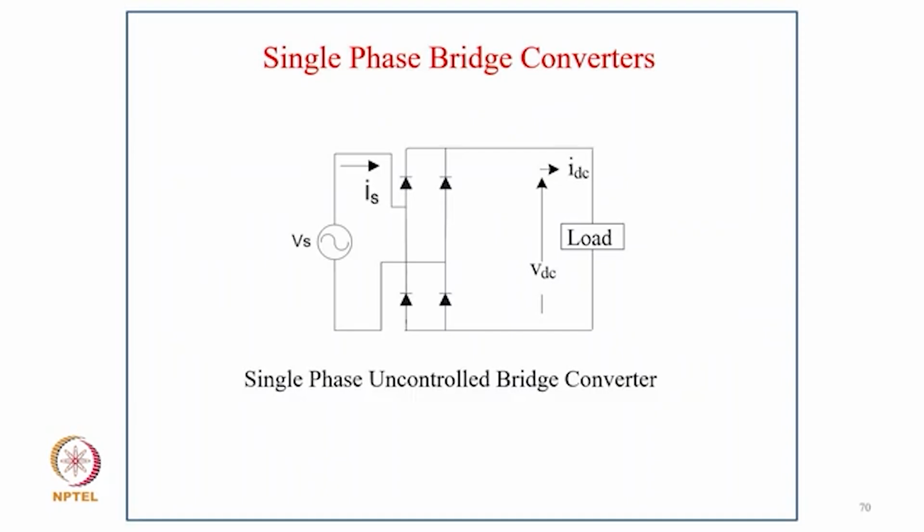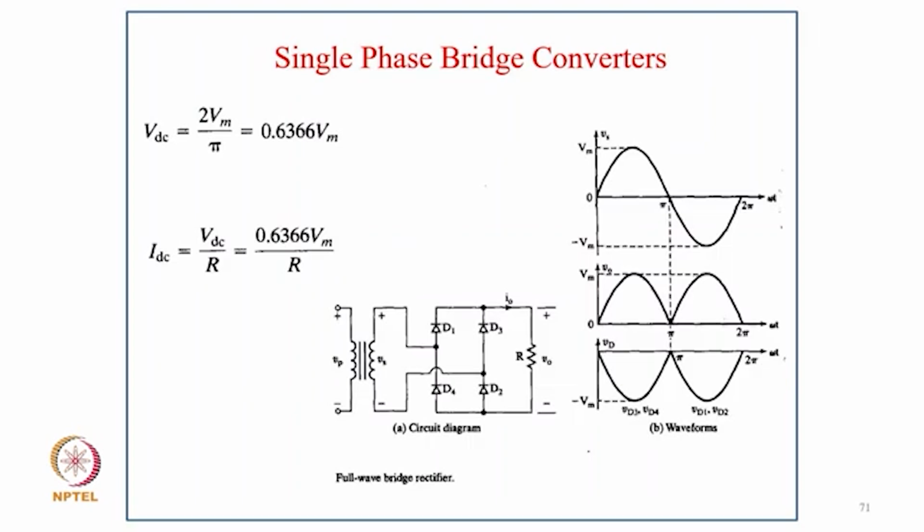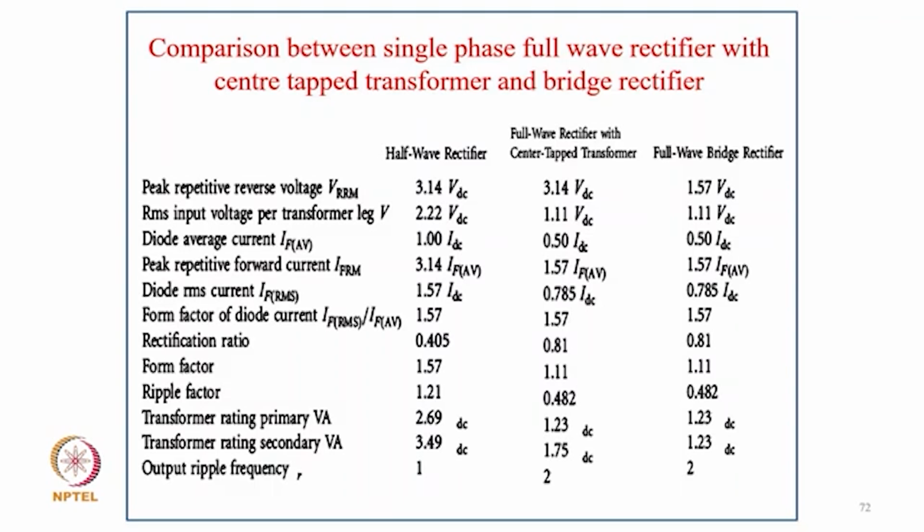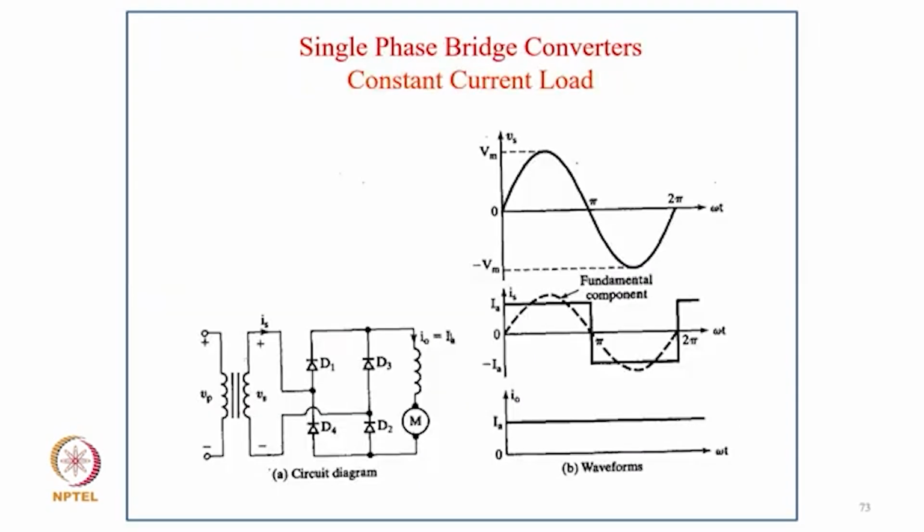Now coming to the behavior of the single phase uncontrolled bridge converter, and here typically are the waveforms for resistive load. So VDC equal to 2 Vm upon pi, that is 0.6366 Vm, and IDC is VDC upon R, that is 0.6366 Vm upon R. So these are of course a comparison between the single phase full wave rectifier with center tap and the bridge rectifier, for all the parameters including utilization, all that we calculated. Here is the table for comparison.